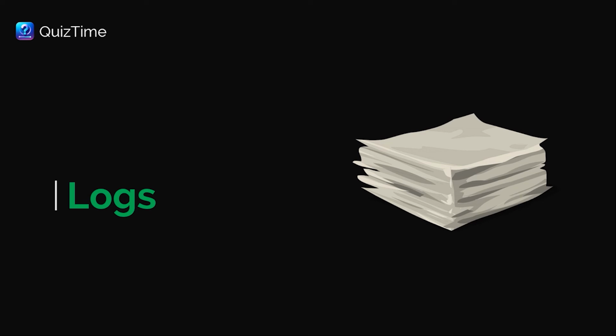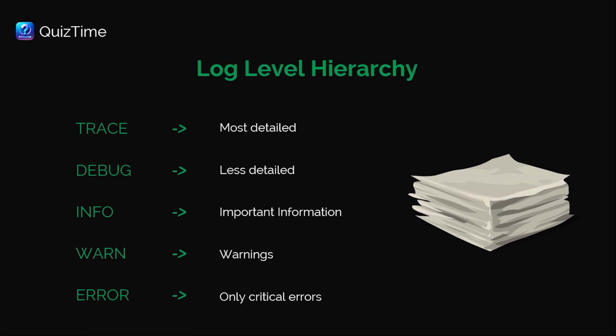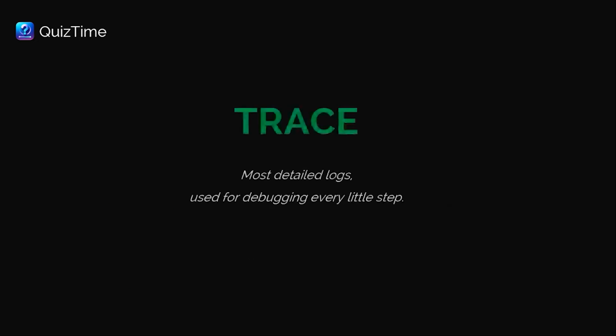Logging can generate a lot of information, so we categorize logs into different labels based on their importance. First, we have the trace label. Here we get the most detailed logs. It is used for debugging every little step.